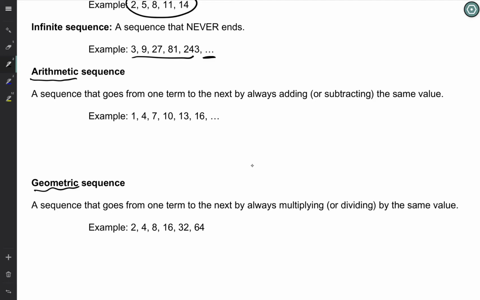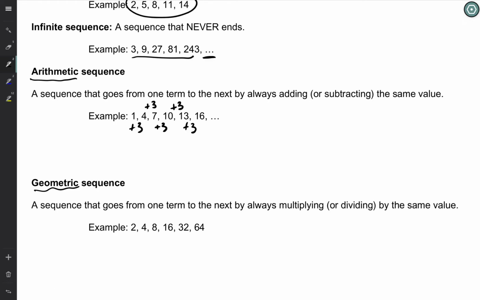1 to 4, I'm adding 3. 4 to 7, I'm also adding 3. 7 to 10, you guessed it, still adding 3. 10 to 13, adding 3. 13 to 16, still adding 3.